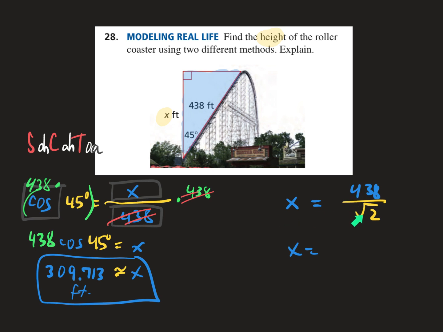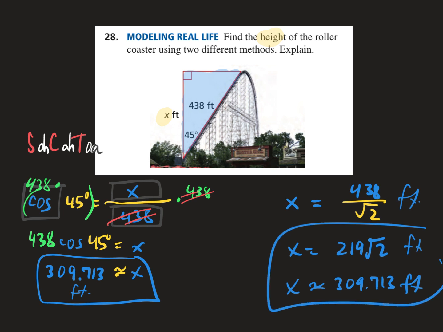So x is 438 divided by root 2, which we know is half of that number, 219 root 2, with the denominator rationalized. And you shouldn't be surprised that this is 309.713. So using the trig ratio, cosine, or using the special right triangles, hypotenuse divided by root 2 is equal to the leg. Those are the two different methods for finding x. I hope this helped.